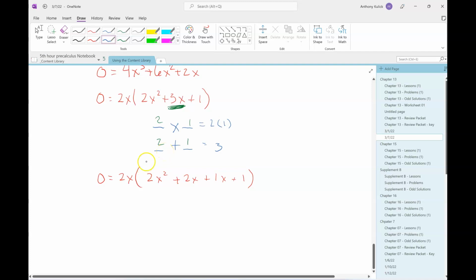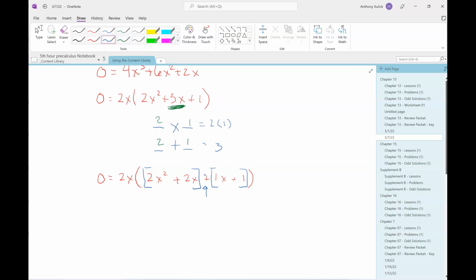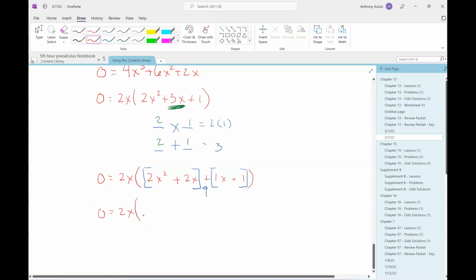All right. So once we've done that now, we're going to make two groups. Remember that when we make our two groups, we have to have that plus sign in the middle. Is this ringing some bells? Good. If I look at the first group now, is there a greatest common factor? 2x, right? That leaves me with an x plus 1.